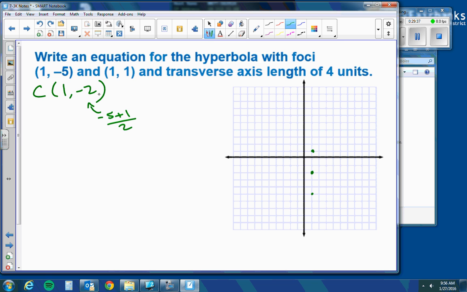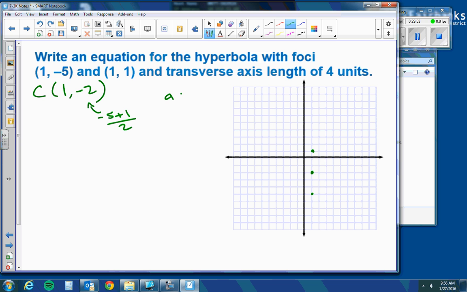Or you could just do it using distance. In other words, how far apart are these foci? 6 away. So the center is 3 in from either side, right? I'm saying there are various ways to figure it out. Double check it, please. If your center is wrong, the whole thing's going to be wrong.